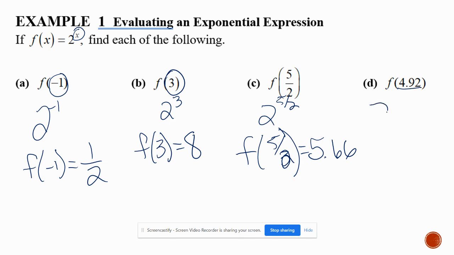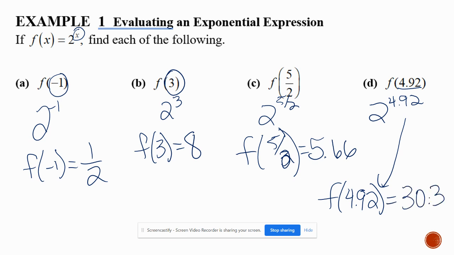Putting this in our calculator, 2 to the 4.92 power. We'd write that as f of 4.92. Type 2 to the 4.92 in our calculator, and we get roughly 30.3. So that's evaluating. Evaluating, plugging it into the calculator, or if they're easier numbers, you can try doing that in your head and getting an answer.